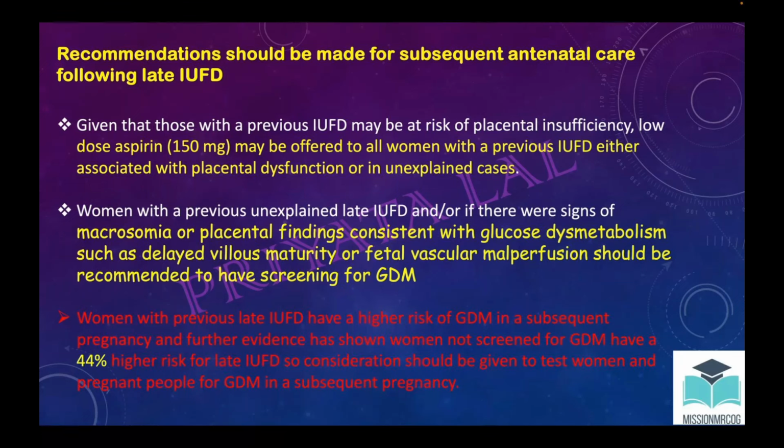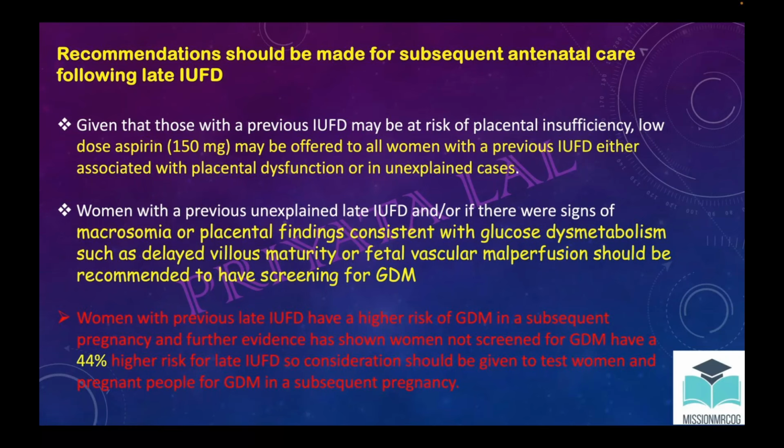Apart from this, if the placenta findings are consistent with glucose dysmetabolism, for example, if the placenta shows delayed villous maturity or fetal vascular malperfusion, that means there could be a possibility of associated diabetes. So there should be screening for GDM.